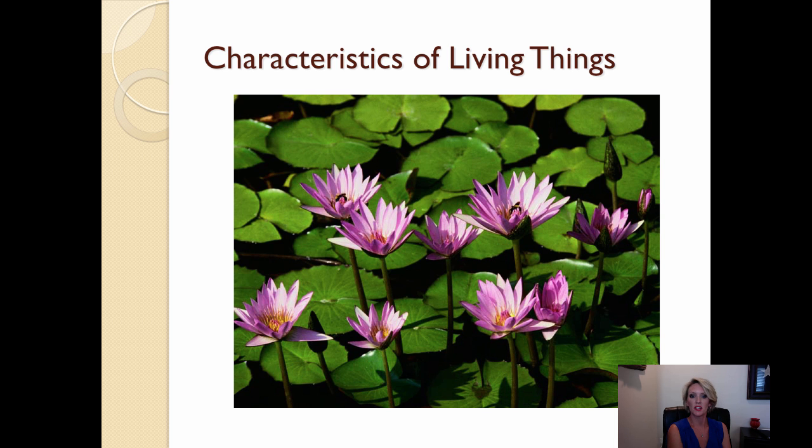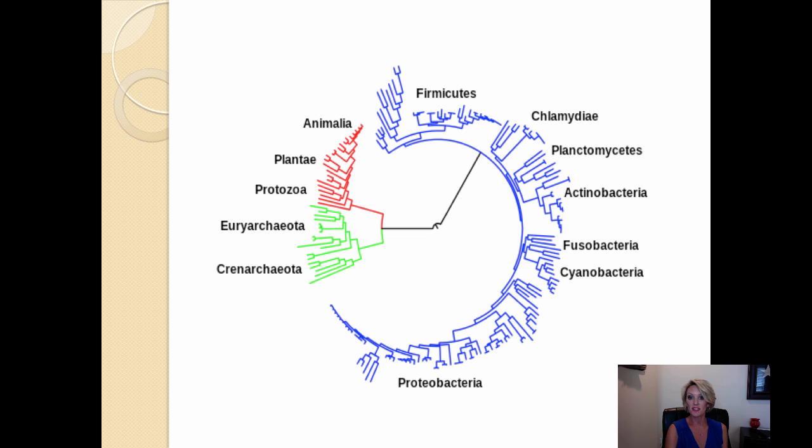Since biology is the study of living things, it's very important in a biology class to go over those characteristics of living things. You know, what criteria have to be met for something to be considered living? So let's start out with a diagram. This is called a phylogenetic tree that represents all living things on our planet.